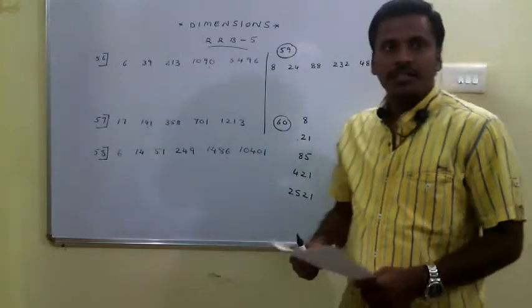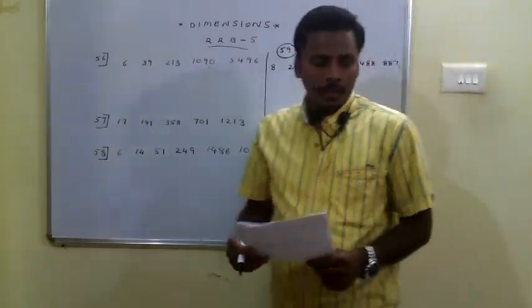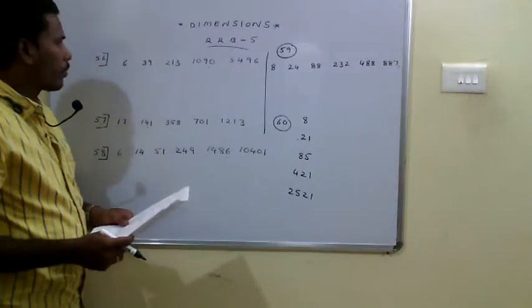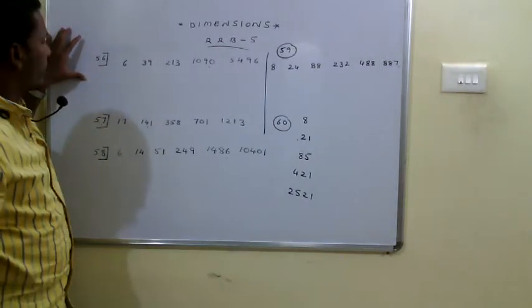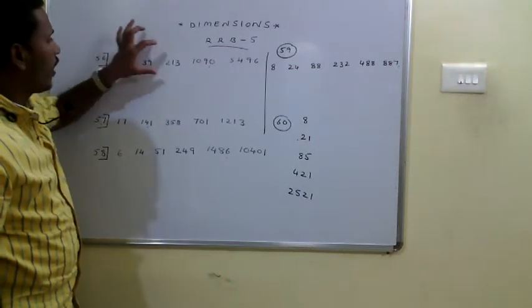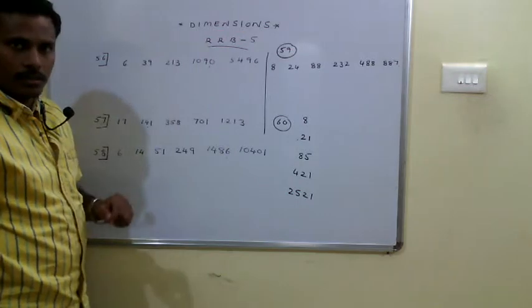Okay, let us discuss the series questions first. The series questions are the 56 to 60 questions in the paper. So let us discuss the first question, the 56th one. The given numbers of the series are 6, 39, 213, 1090 and 5496.